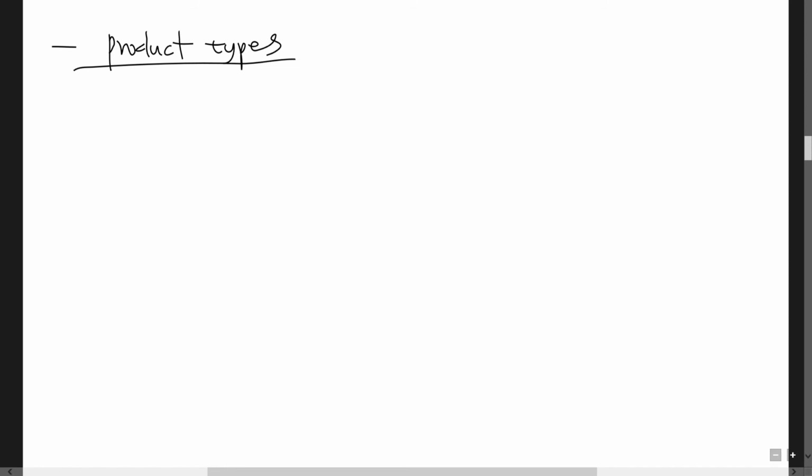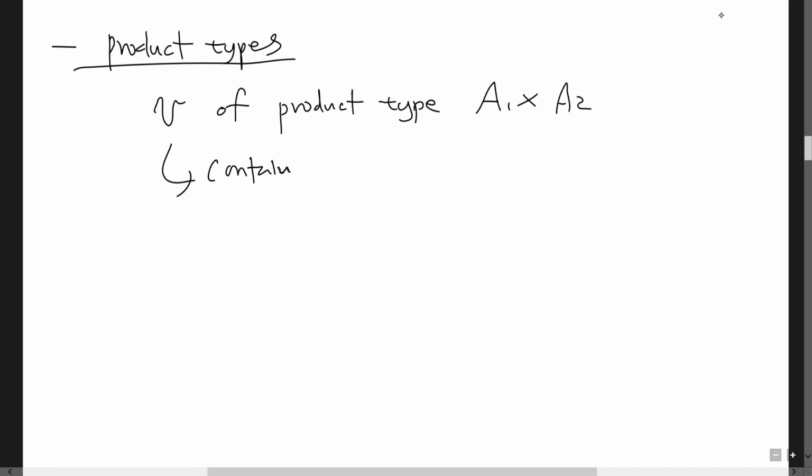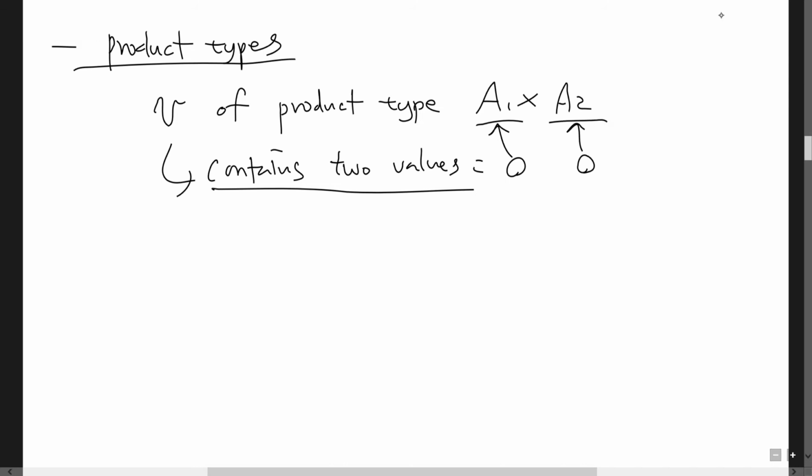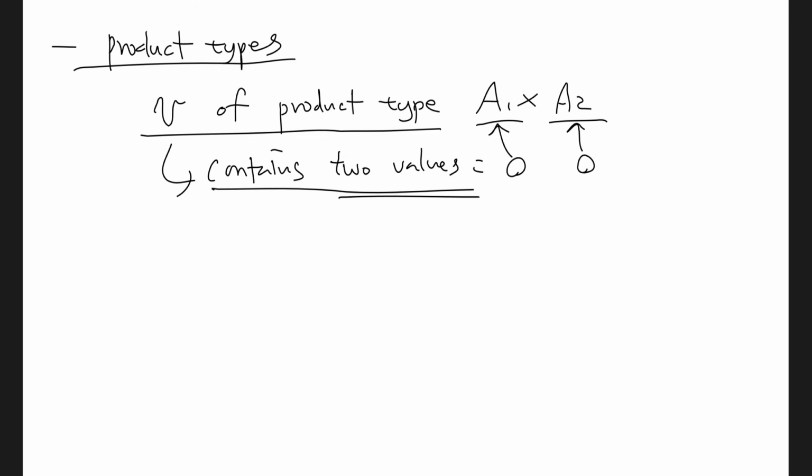So the idea behind the product types is if a value v has a product type A1 times A2, it contains two values. It contains two values, the first of type A1 and another value of type A2. So it always carries two values. That's the idea behind the product types.